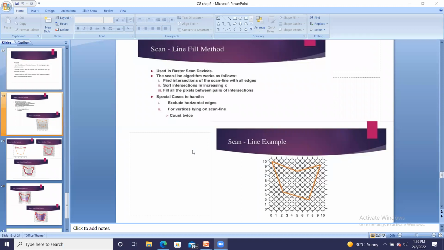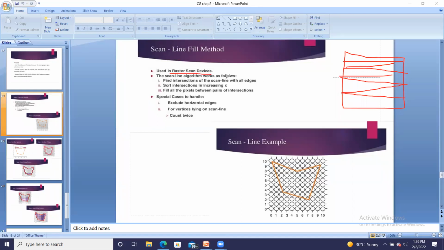So that is called the scanline fill method. The name itself gives you an idea. Scanline fill means you fill color scanline by scanline in the polygon. It is used in raster scan devices, because scanline-wise filling means raster scan. In raster scan, we follow a zigzag pattern, moving scanline by scanline, right. So the same approach is followed in this scanline fill method also. I draw scanlines over the given object and color the object along those scanlines. So this method is used in raster scan devices.